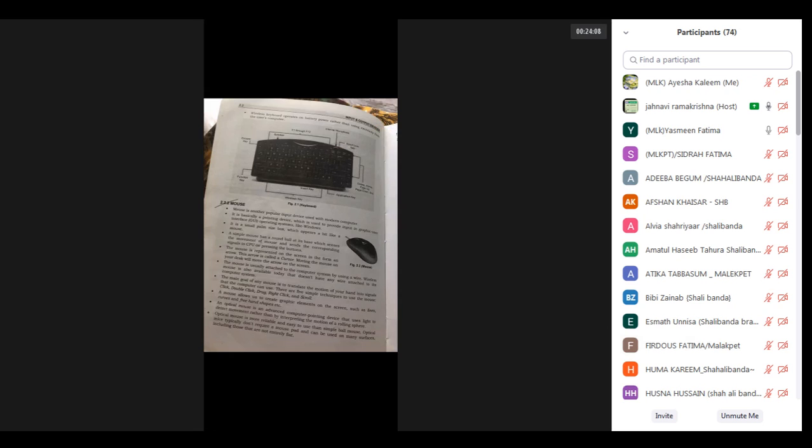Yes, optical mouse is more reliable and easy than your simple ball mouse.